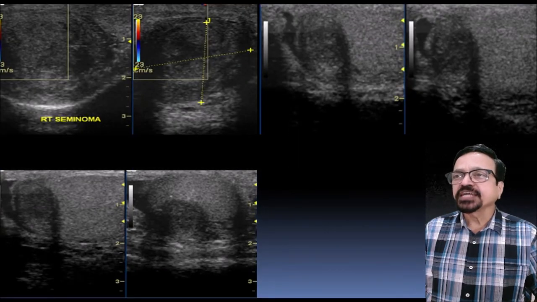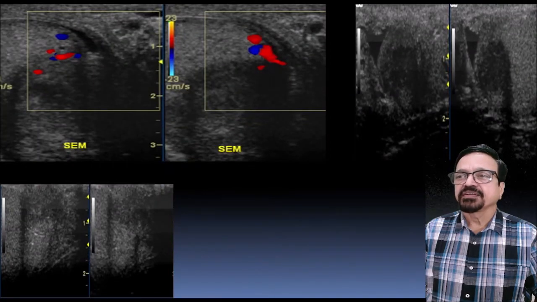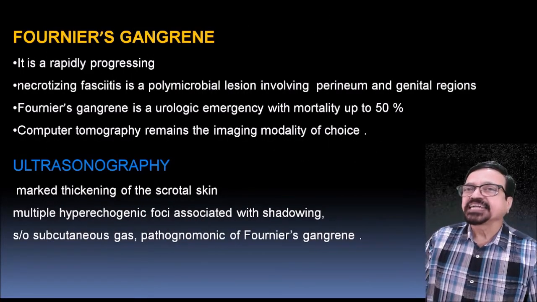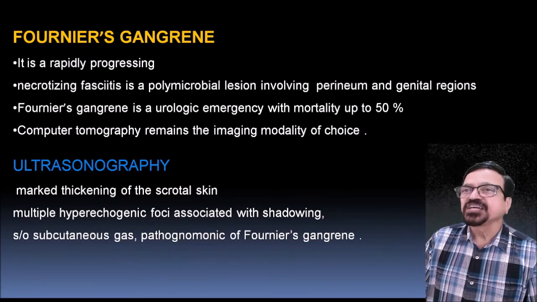Now these are a few more cases of seminoma. Again, these are the seminoma cases as described. We are seeing all the findings. Now let's come to the next entity, that is Fournier's gangrene.